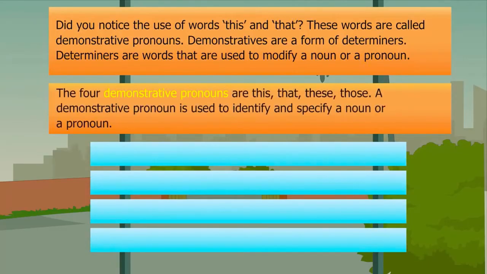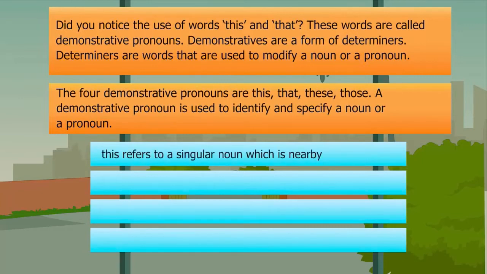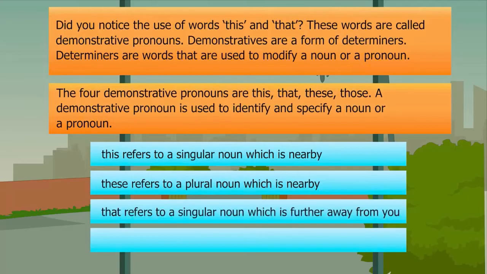The four demonstrative pronouns are this, that, these, and those. A demonstrative pronoun is used to identify and specify a noun or a pronoun. This refers to a singular noun which is nearby. These refers to a plural noun which is nearby. That refers to a singular noun which is away from you. Those refers to a plural noun which is away from you.